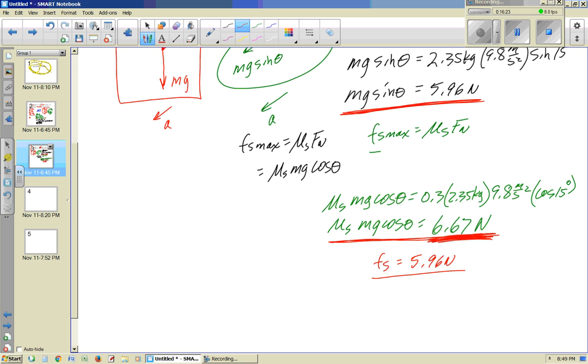So what do we see here? The frictional force is able to match the downhill force, therefore the sum of the forces in this problem is going to be equal to 0 newtons. Therefore, the acceleration in this problem is 0 meters per second squared.